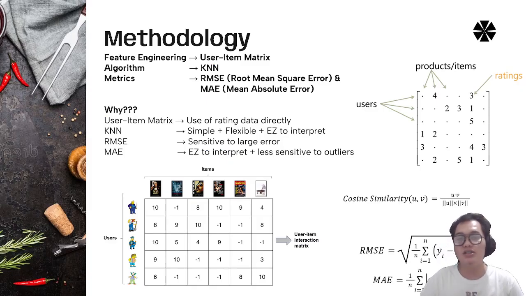The methodology we use here: the first is feature engineering with the user-item matrix. Why do we use the user-item matrix? Well, it's direct. We can directly use the rating data with the KNN algorithm. And why do we use KNN? Because it's simple, flexible, and easy to interpret. And for the metrics we use RMSE and MAE, like I said before, because RMSE is sensitive to large errors, while MAE is easy to interpret and less sensitive to outliers.